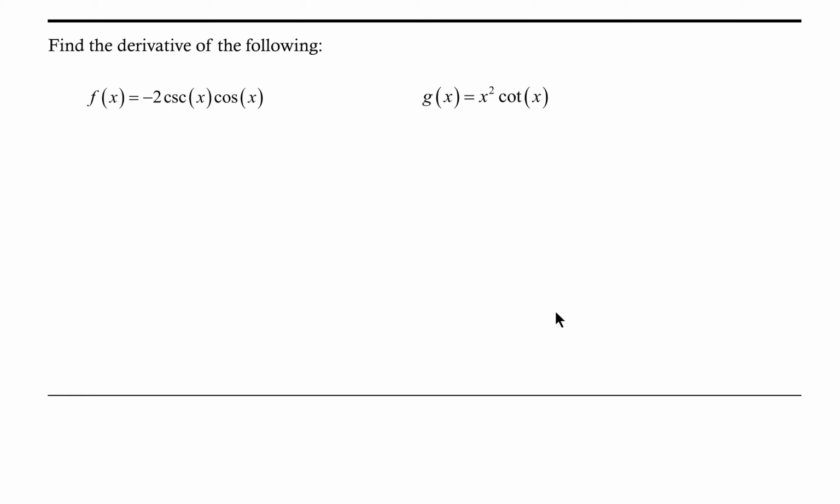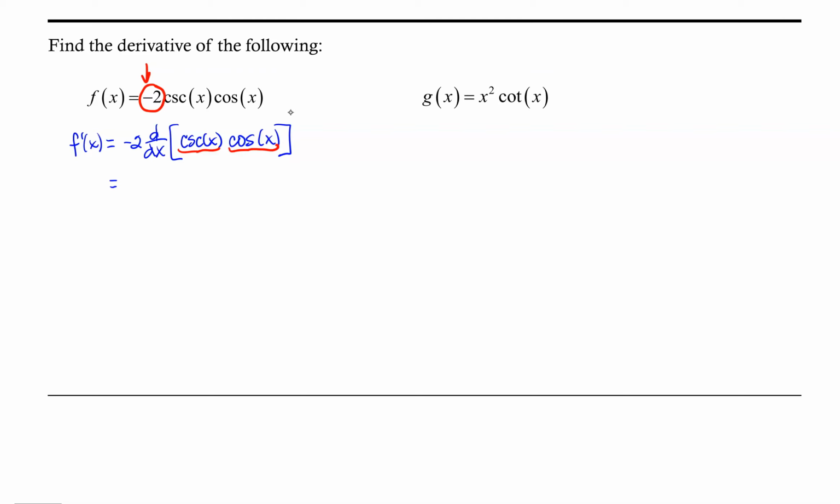Our first example has f of x equal to -2 cosecant of x times cosine of x. So we will be using the product rule. First of all, we can notice that -2 is just a constant multiple. So when I go to find my derivative, f prime of x, it's going to be -2 times the derivative of cosecant of x times cosine of x. Now we have a product of two functions, so we will be using the product rule with cosecant of x and with cosine of x.